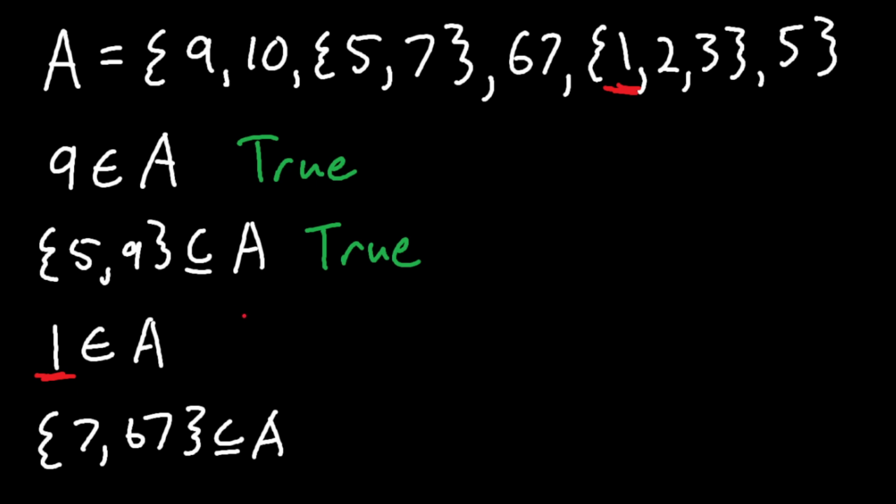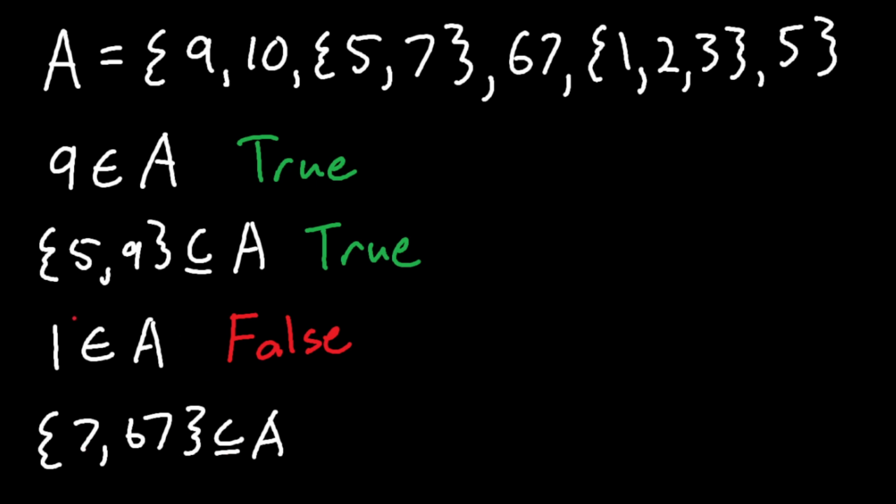This right here is false. All right? So remember, we need to look for a 1 that is not inside of a set in set A for this to be true. But since 1 does not exist outside of any nested set, this is not true. Okay? All right, what about 6, 7?